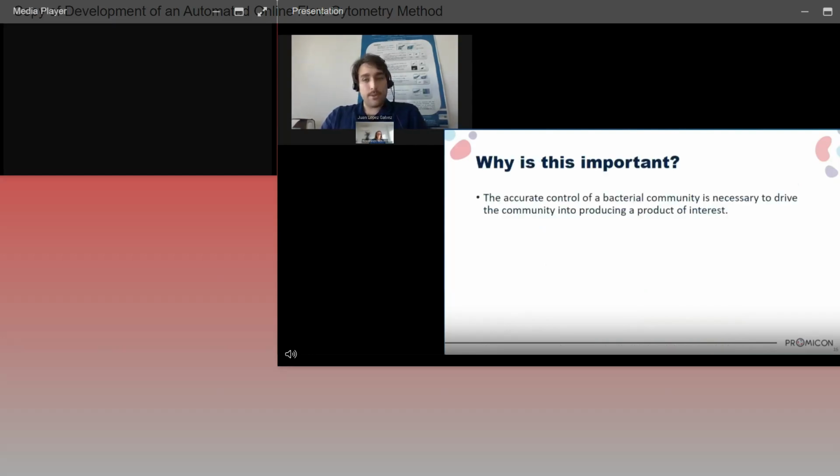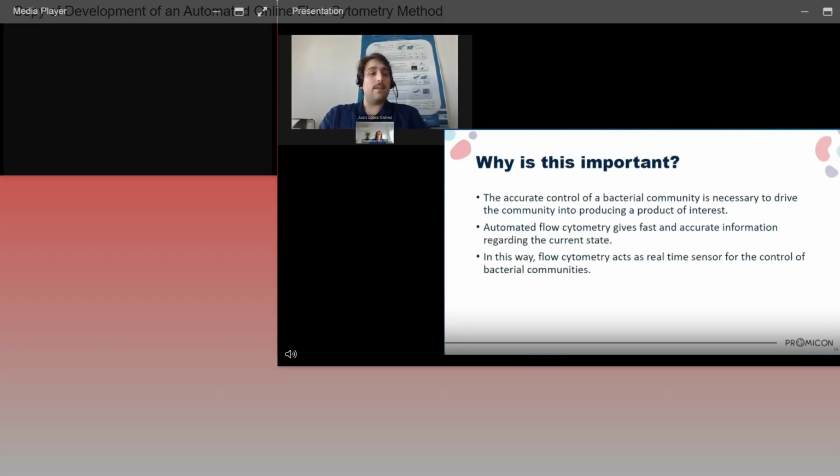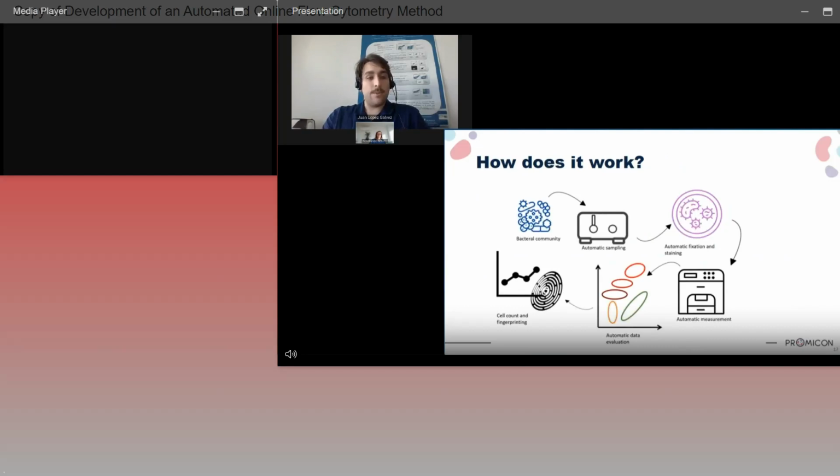So why was this important, or why did we set this objective? The accurate control of a bacterial community is necessary to drive the community into producing a product of interest. When we use an automated flow cytometric procedure, we can get fast and accurate information about the current state of the procedure without long waiting times or preparation times. And in this manner, flow cytometry acts as a real-time sensor for the control of any bacterial community that grows in a bioreactor.